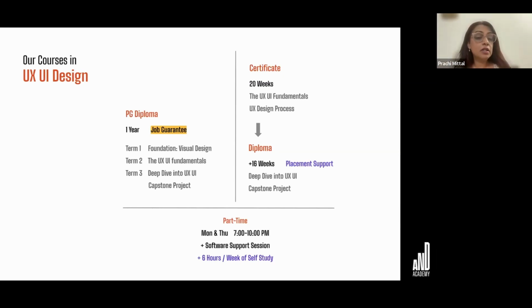But if you don't have a year to invest, you can do a shorter journey. You can start with a certificate of 20 weeks in which you learn the fundamentals of UX UI. You do a design process. You do 2 short projects and you can exit at this stage.